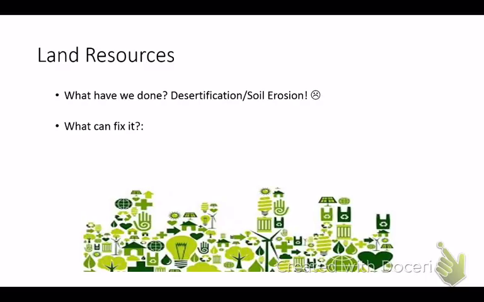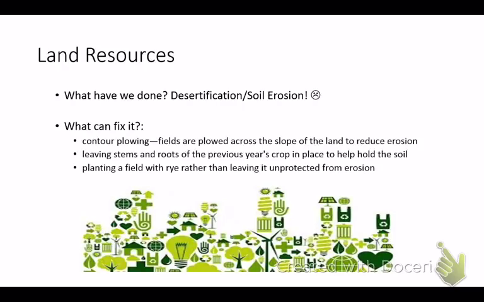So we can actually fix problems like desertification and soil erosion, which means basically getting rid of all the nutrients in the soil. And we can fix this by doing things like plowing land to reduce erosion, leaving stems and roots from the previous year's crops to hold the soil down but also provide nutrients.